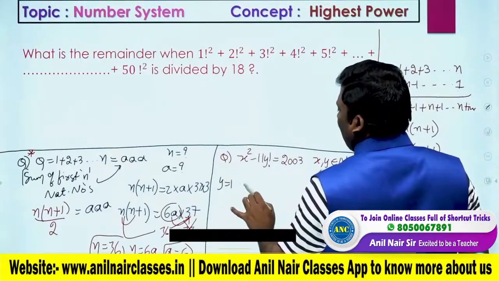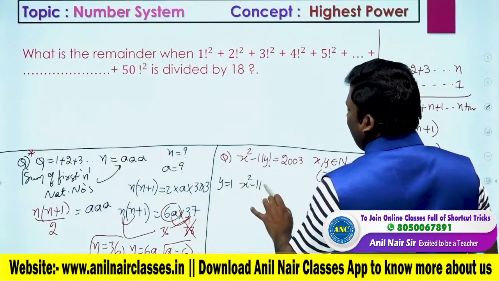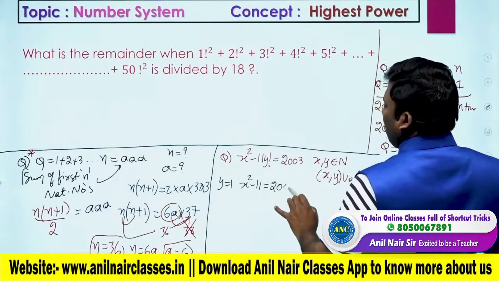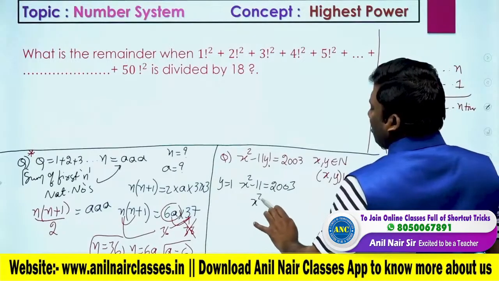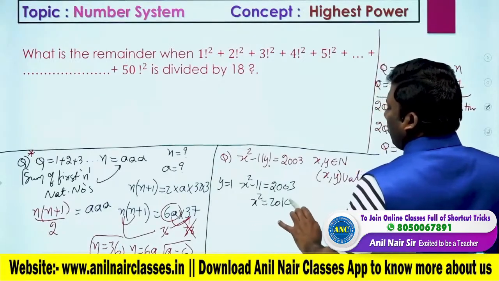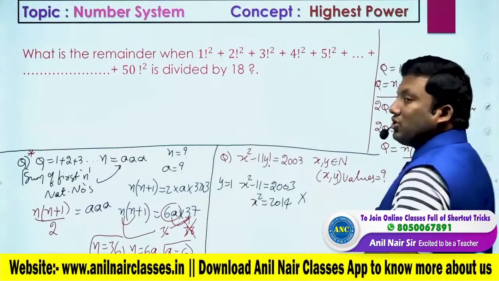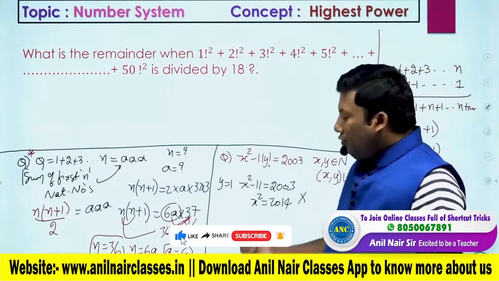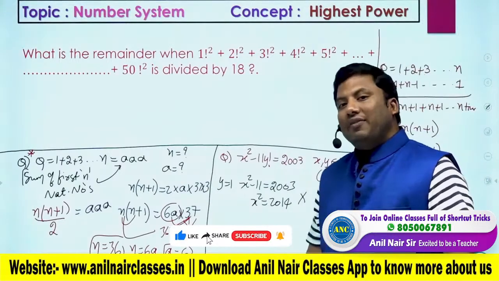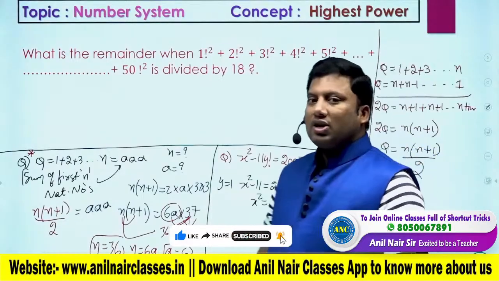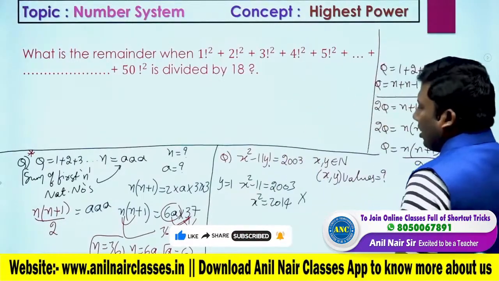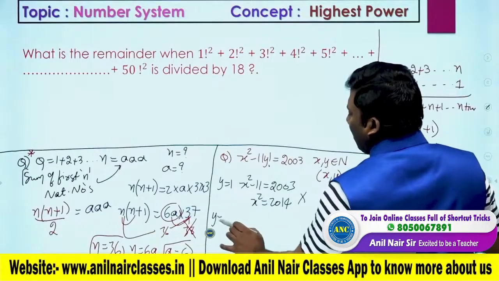Y value 1. X square minus 11 is equivalent to 2003, so X square is 2014. A perfect square will never be of the form 4k plus 2. 14 when divided by 4, 4 3s are 12, remainder 2. It is not possible.